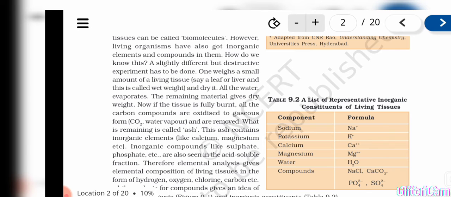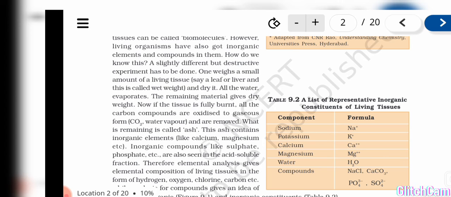Now you have to burn it. What for are you doing this? To know about the inorganic elements. So when you burn it, what will happen? Carbon compounds will be oxidized to gaseous forms like carbon dioxide, then water vapor, etc. will be removed. So after that, what is left is the ash, isn't it? And ash will give you the idea about what inorganic elements are there, like calcium, magnesium, etc.